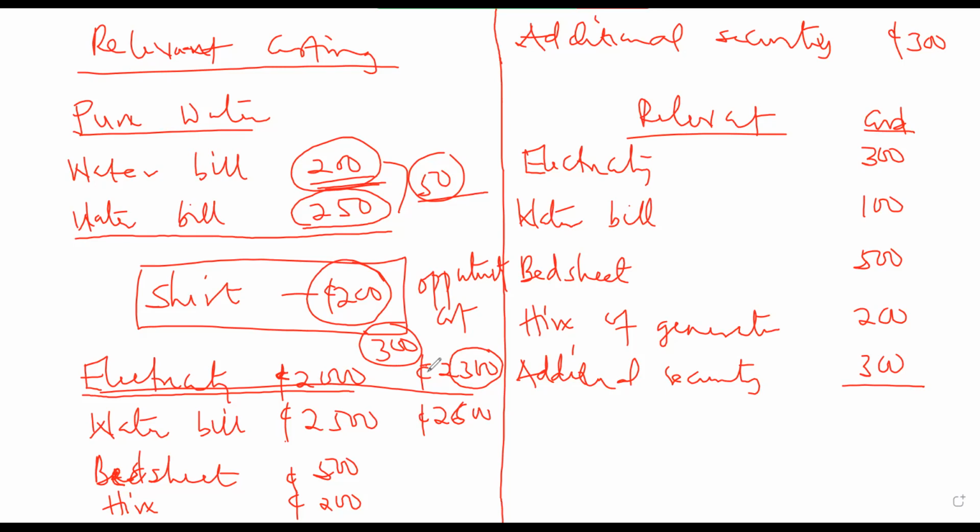So for a relevant cost, you just ask yourself, the decision that I'm going to undertake, what are the costs that are relevant? What are the costs that I'm incurring? Or what are the losses that I'm incurring as a result of what? Undertaking this particular decision. What are the costs that I can avoid if I don't undertake that particular decision? Those costs are what we call the relevant costs.